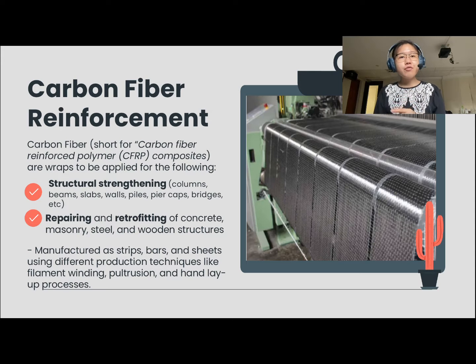Carbon fiber reinforcement polymer, where P can sometimes mean polymer, sometimes plastic, can be applied in the following. We have structural strengthening in the components of buildings and bridges such as columns, beams, slabs, walls, piles, and the like, and also repairing and retrofitting of concrete, masonry, steel, and wooden structures. These can be manufactured as strips, bars, and sheets using different production techniques like filament winding, pultrusion, and hand layup processes.